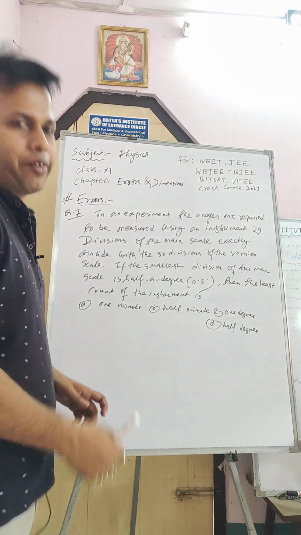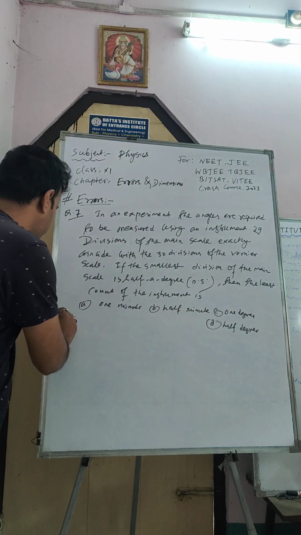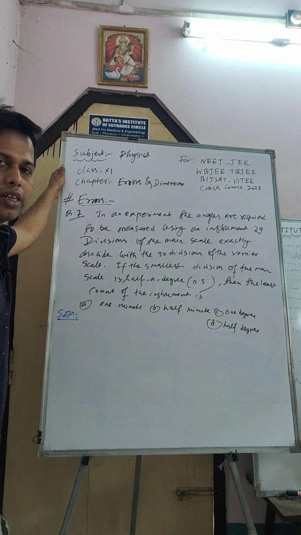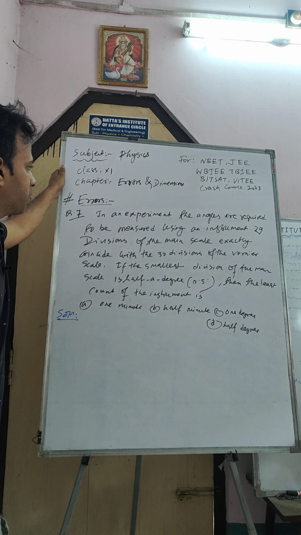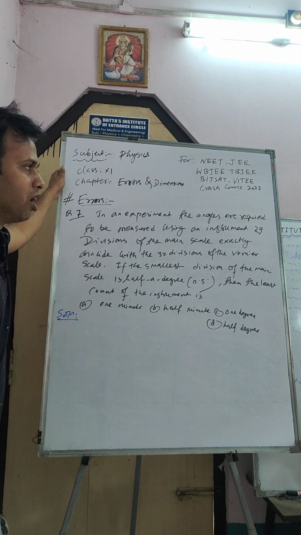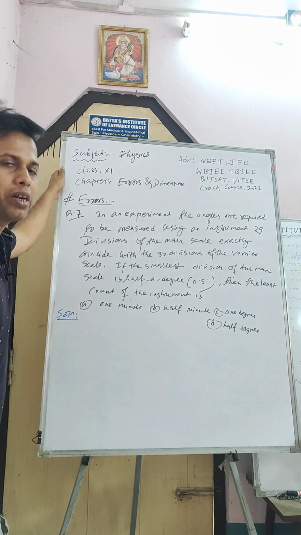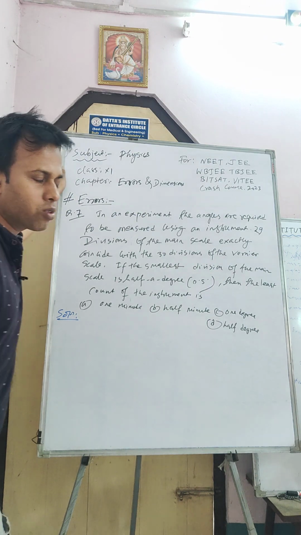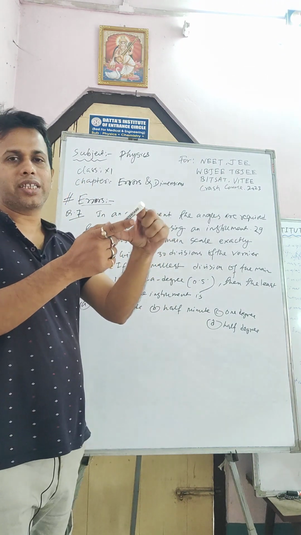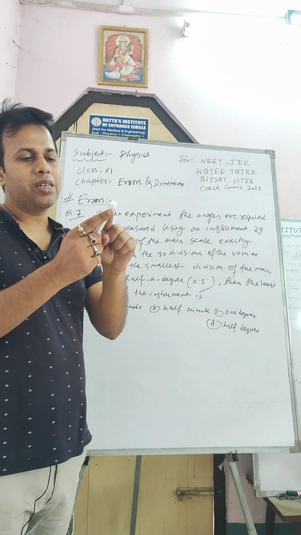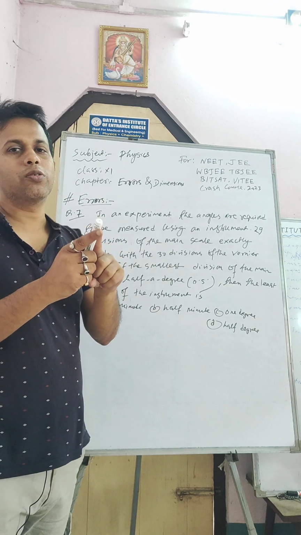So guys, our next question. So the next question is on least count. In an experiment, the angles are measured using an instrument. 29 divisions of the main scale exactly coincide with the 30 divisions of the vernier scale. All of you in class 11 have done an experiment in practical, that is the vernier scale. Okay, here there are two scales. One is the main scale and another is the vernier scale, and the vernier scale and main scale will coincide at some point. We have to find out the error correction.